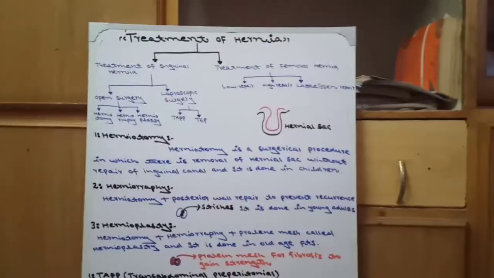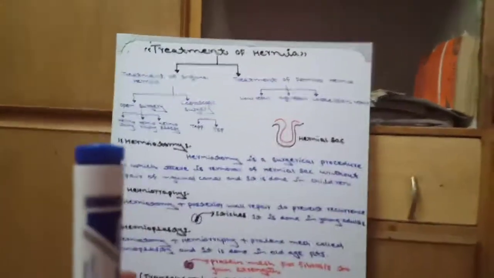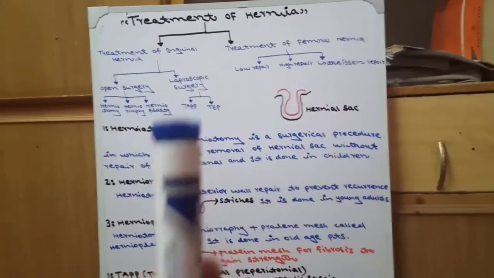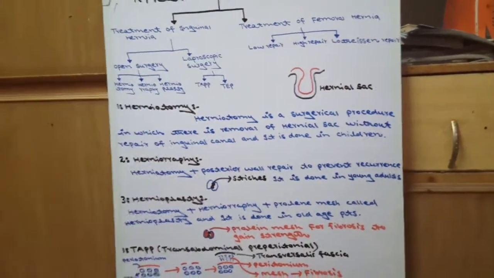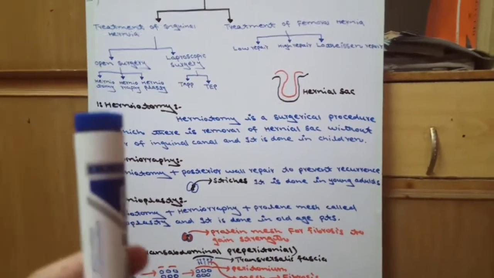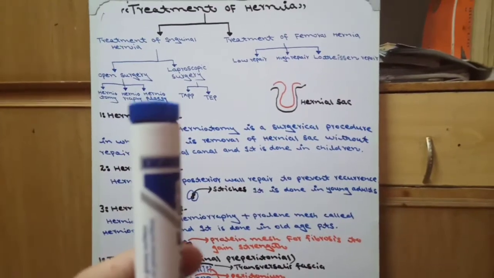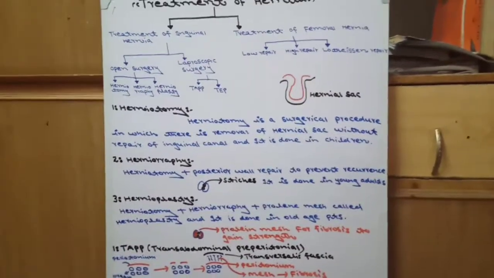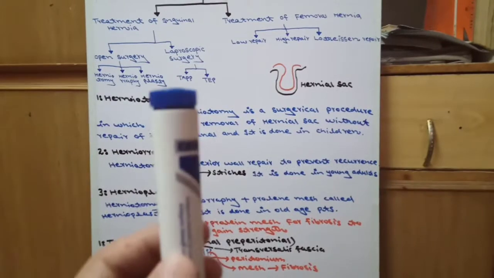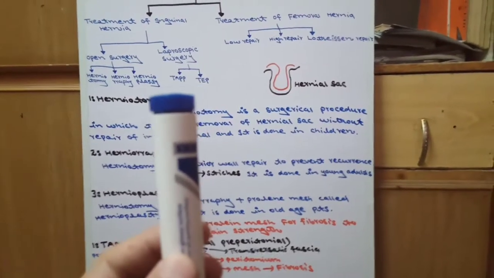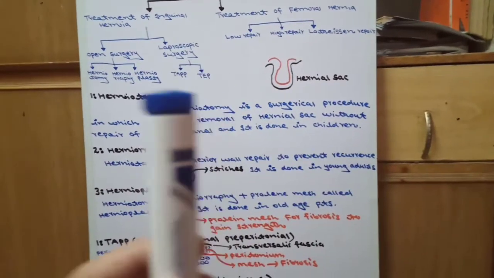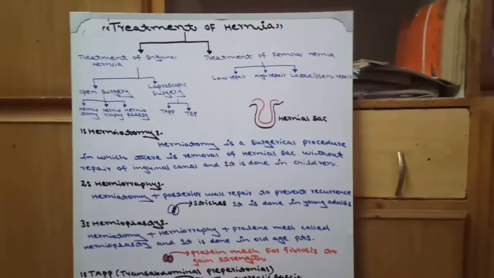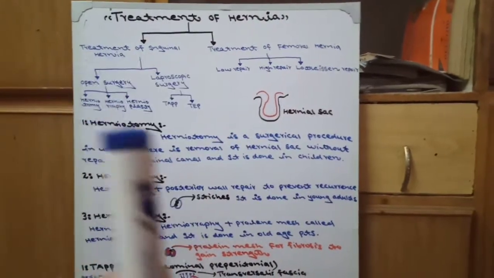Now, when we divide the treatment of inguinal hernia into open surgery and laparoscopic surgery, in open surgery there are three further methods: number one, herniotomy; number two, herniorrhaphy; number three, hernioplasty. And in laparoscopic there are two methods: TAPP, trans-abdominal preperitoneal, and TEP, total extraperitoneal. This is the treatment of inguinal hernia diagram.